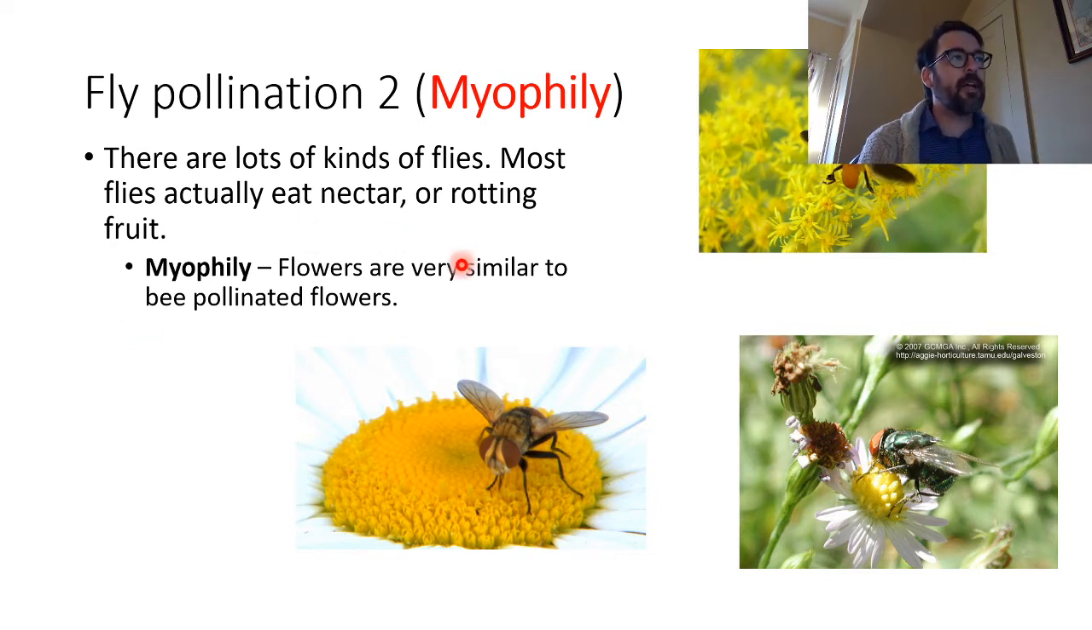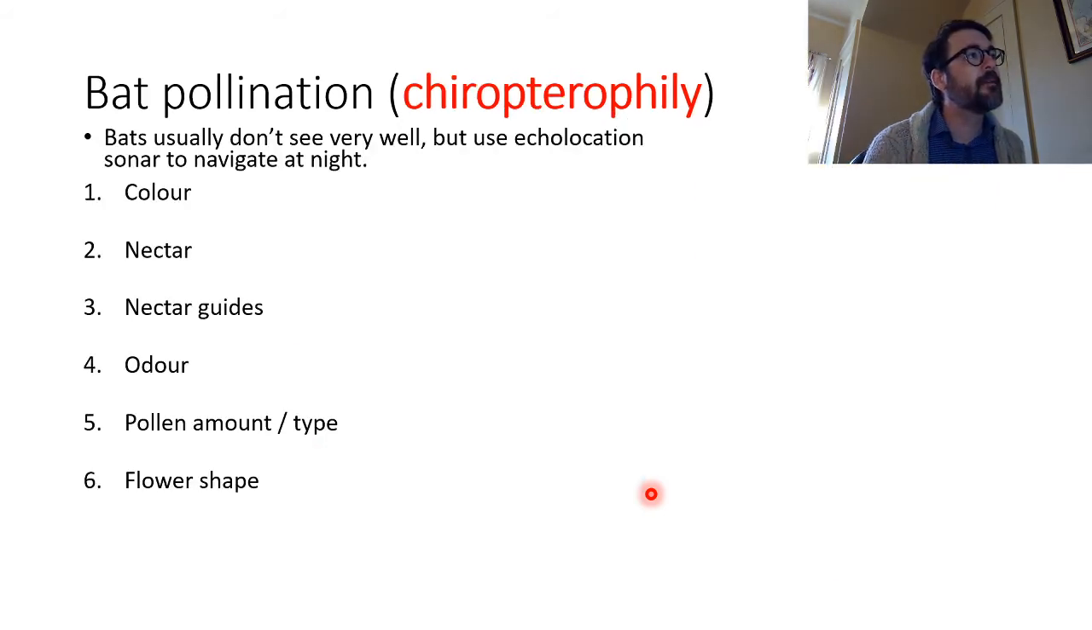So myophily flowers are actually really similar to bee-pollinated flowers. So I'm not going to go through those again. They can be a little bit smaller often, but they're going to have similar kinds of things. So you can go back and take a look at that.